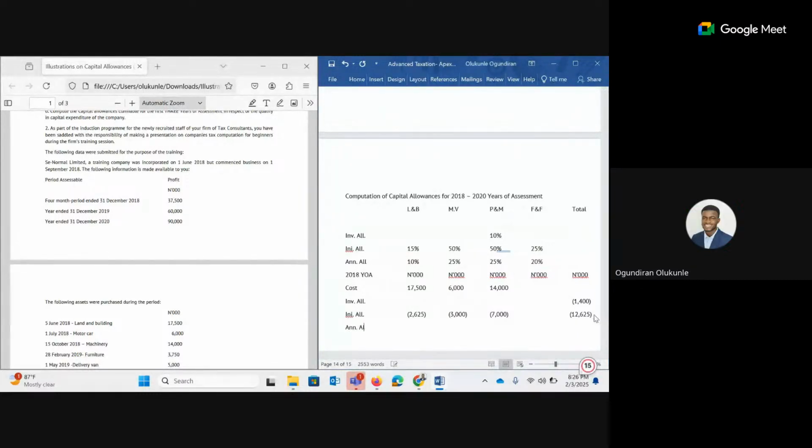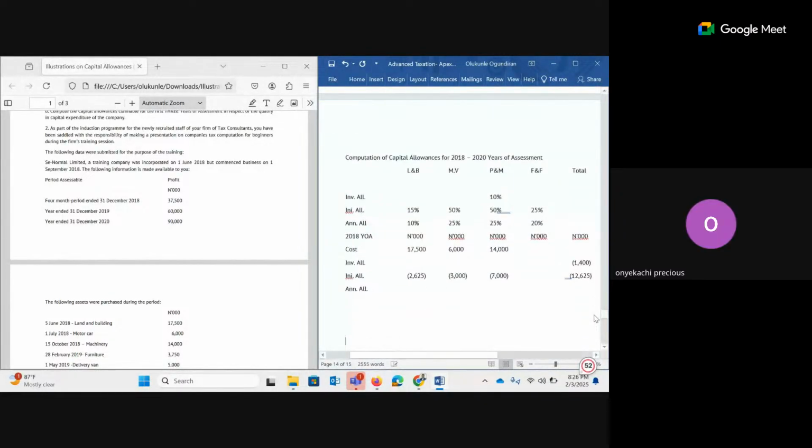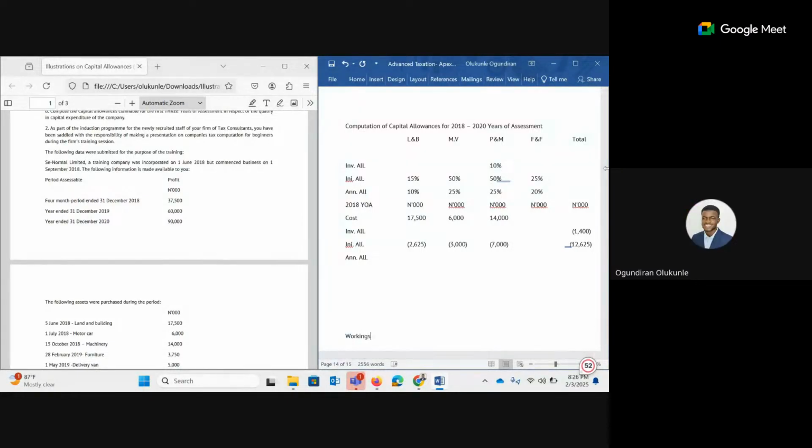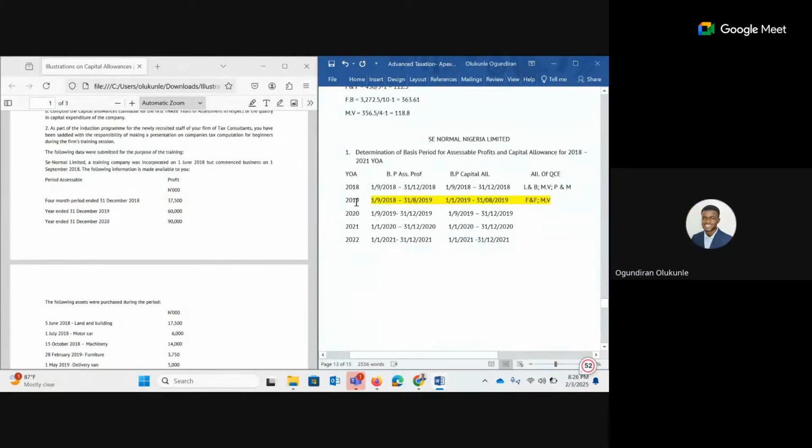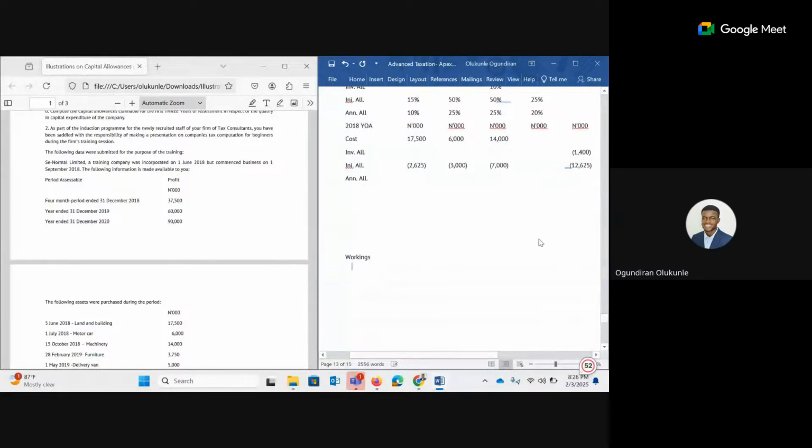So annual allowance. We said that annual allowance is prorated down to the number of months in the basis period, right? So we have to do some workings, because furniture and fitting was allocated to the 2019 year of assessment. That's the reason behind what we did in the first place. So workings: determination of annual allowances. In the first year that the asset is put to use, the basis period is prorated.